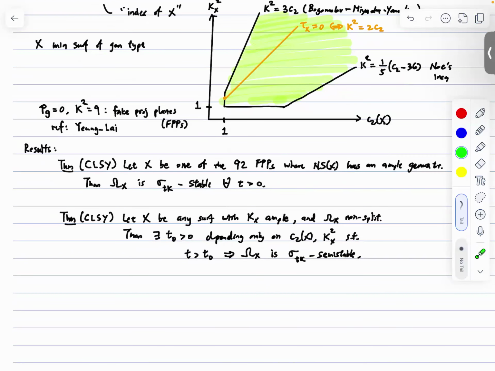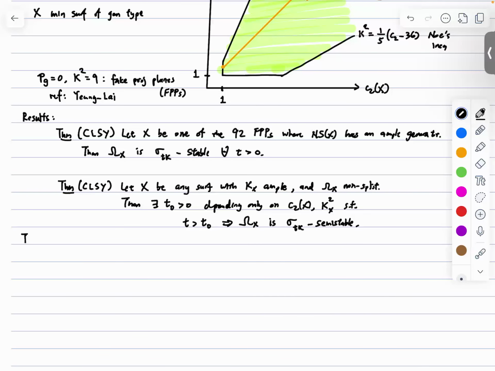And if you want something more concrete: for any surface where the canonical class is ample, we have a formula for this number. But if you want this number to be nice, and by nice we mean maybe it's less than or equal to 1, or it's 0, so that the cotangent bundle is always semi-stable, then you need to know a bit more about your surface. And so we have a wish list.